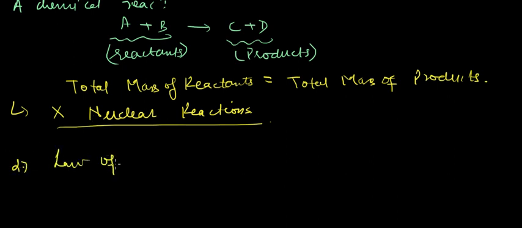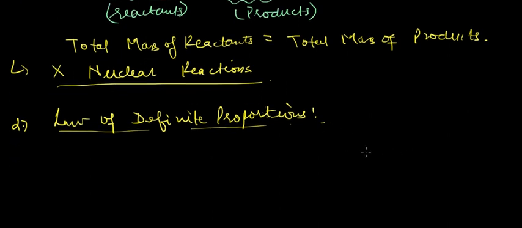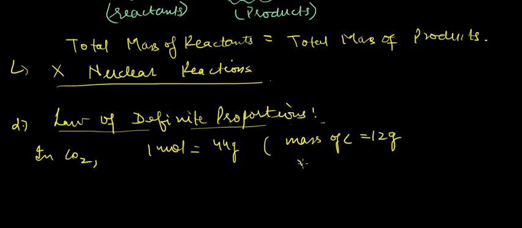Law of definite proportion. So law of definite proportion states that, so let's actually discuss this via an example. So in CO2 gas, we can say that 1 mole of CO2 equals 44 gram of carbon dioxide, and in this case mass of carbon was 12 gram and mass of oxygen was 32 grams.